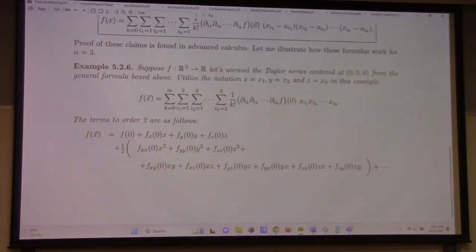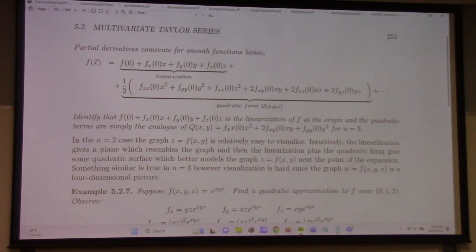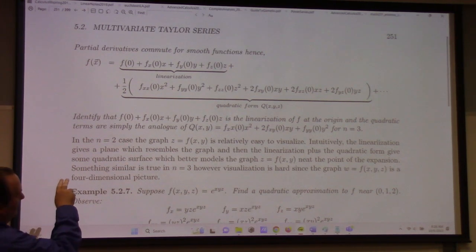Talked about these things yesterday. So here's the formula. This one is for 3 variables. If you have the power series expansion at 0 for a function of x, y, z, the terms next to x, y, and z are the first derivatives. The terms next to x squared, y squared, z squared, xy, xz, yz are the second partial derivatives. And it's a little bit fussy in terms of how things appear.